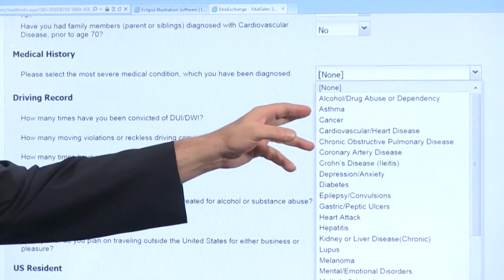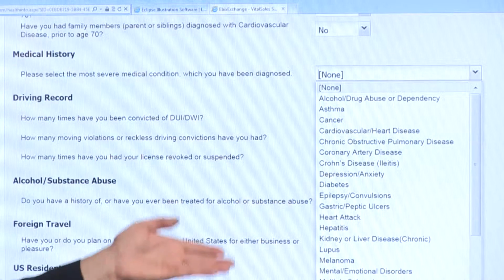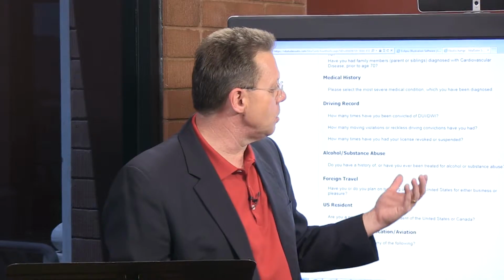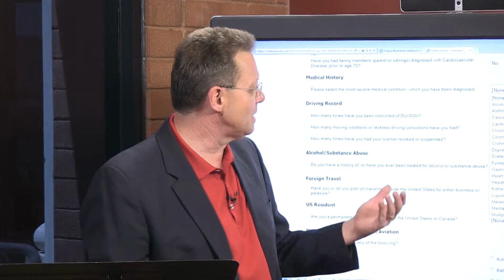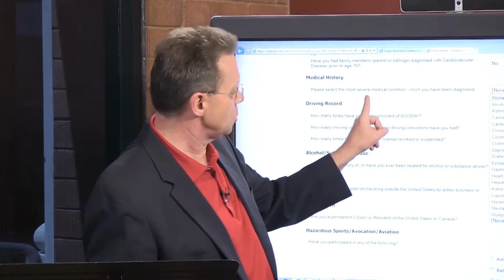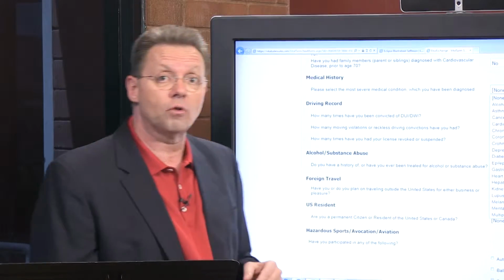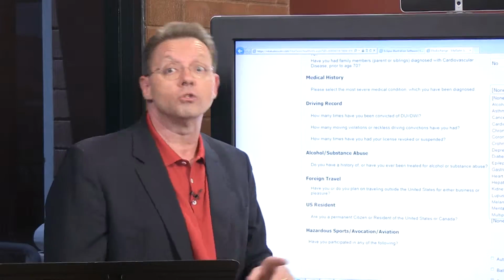So we're talking about asthma and cancer and coronary artery disease, Crohn's, depression, diabetes, epilepsy or convulsions, gastric ulcers, heart attacks, hepatitis, kidney or liver. These are what they would call major or severe medical conditions. Lupus. Now remember, they're not knockouts. They're just there to make sure that we can kind of measure what we have. Melanoma, and especially in the state that I broadcast from here in Arizona, that's a concern, and we always try to cover up and not lay out in the sun in vanity.